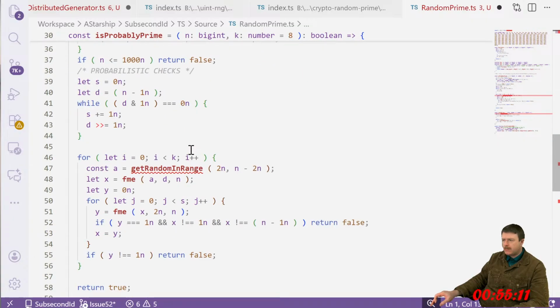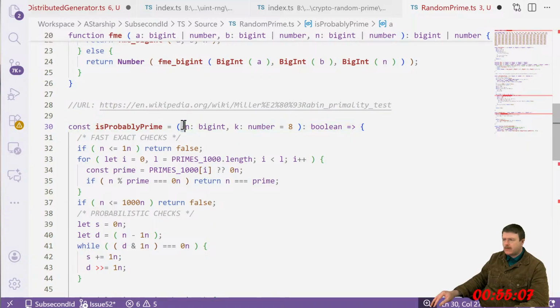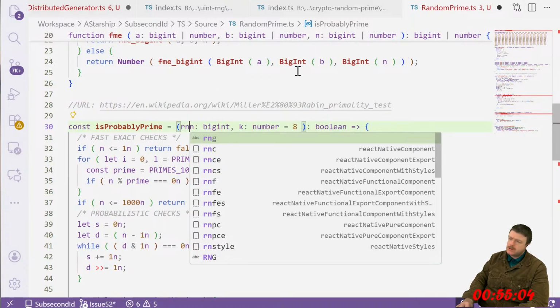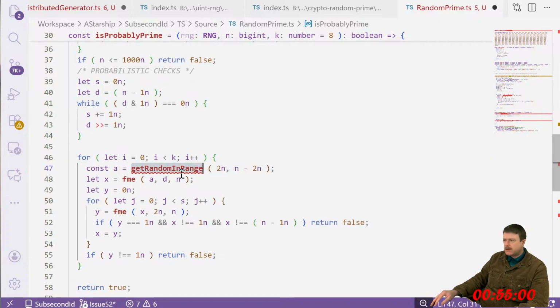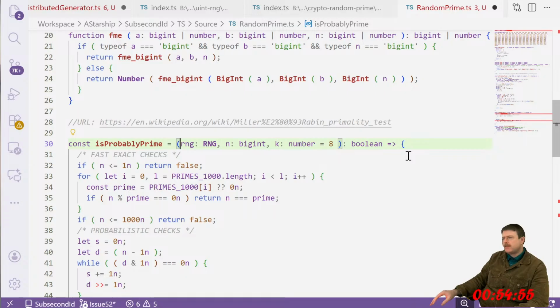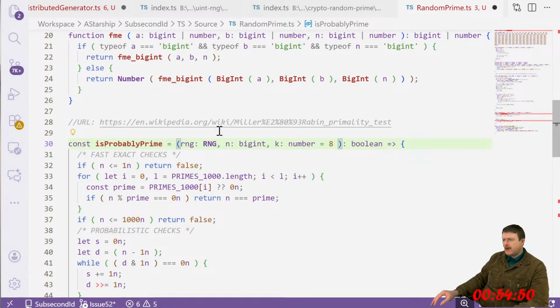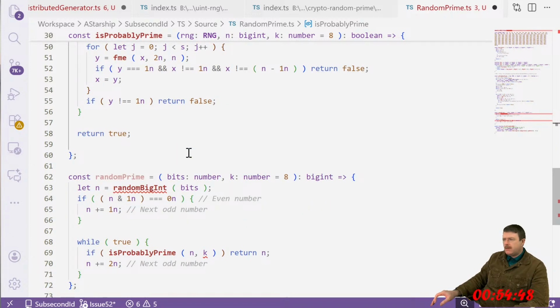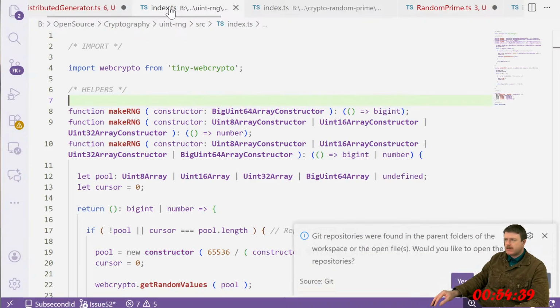Where'd that other one go? This one. Just do that. Pass it in as a function pointer. I like being able to do that because it makes it nice and easy. So this is a number 6. I have a function for that.